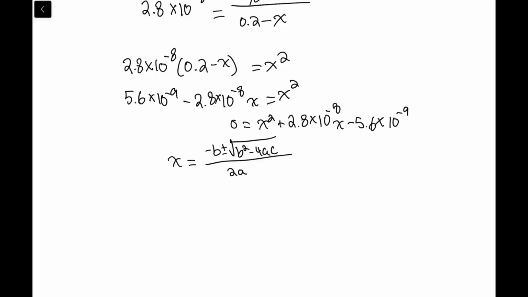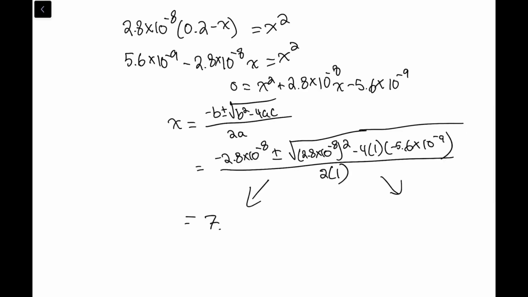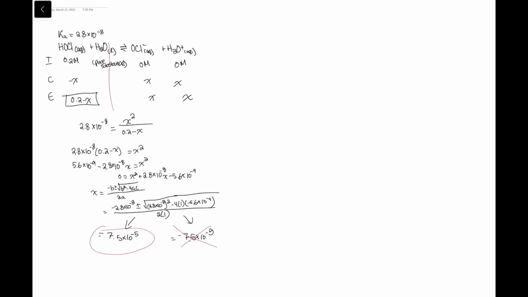Now, if we plug this in, we will get two separate answers. The first option is 7.5 times 10 to the negative 5, and the second is negative 7.5 times 10 to the negative 5. And we can decide which one to use by using logic. It has to be able to be 0.2 minus x. And in this case, the only one that works is 7.5 times 10 to the negative 5. So we can find out the equilibrium concentrations by plugging in x. So in this case, when you plug it in, the equilibrium concentration will be 0.199, and each of these will be 7.5 times 10 to the negative 5.